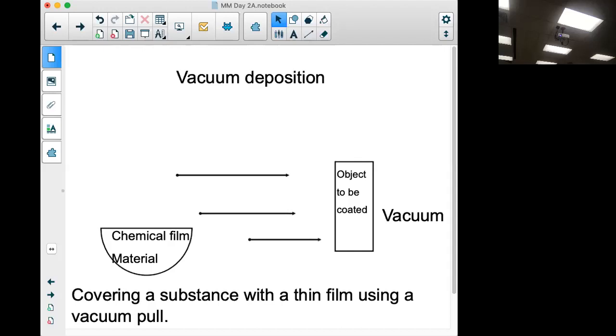Okay. The second type of thin film process, if you're still writing, so we get a few more minutes here.